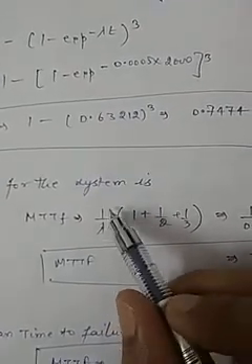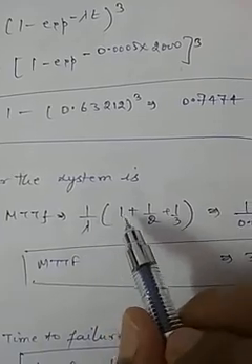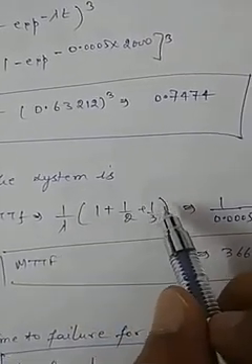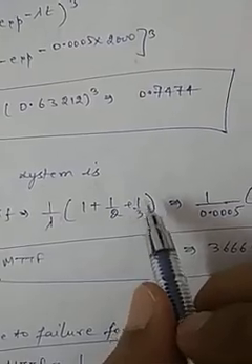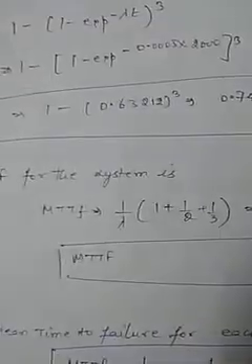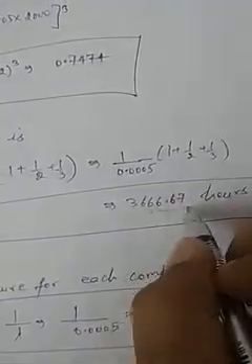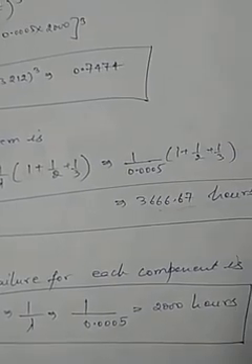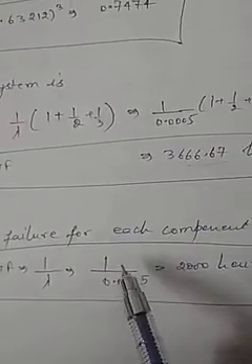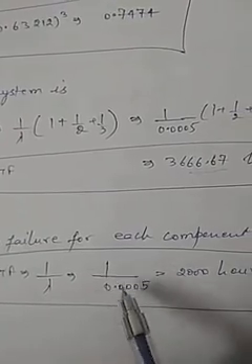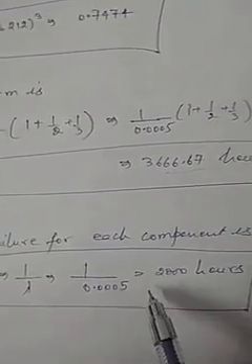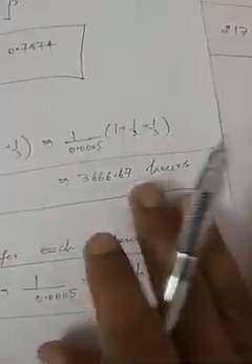The MTTF for the system: if there is only one component, the MTTF is only 1 by lambda. So for the system it is 1 by lambda into (1 plus 1 by 2 plus 1 by 3), because there are three components. If there are more components, then plus up to 1 by n. Lambda is 0.0005, so 1 by 0.0005 into (1 plus 1 by 2 plus 1 by 3). After calculation it comes out to be 3666.67 hours. The mean time to failure for each component is 1 by lambda, a formula we studied earlier: 1 divided by 0.0005, that is 2000 hours.